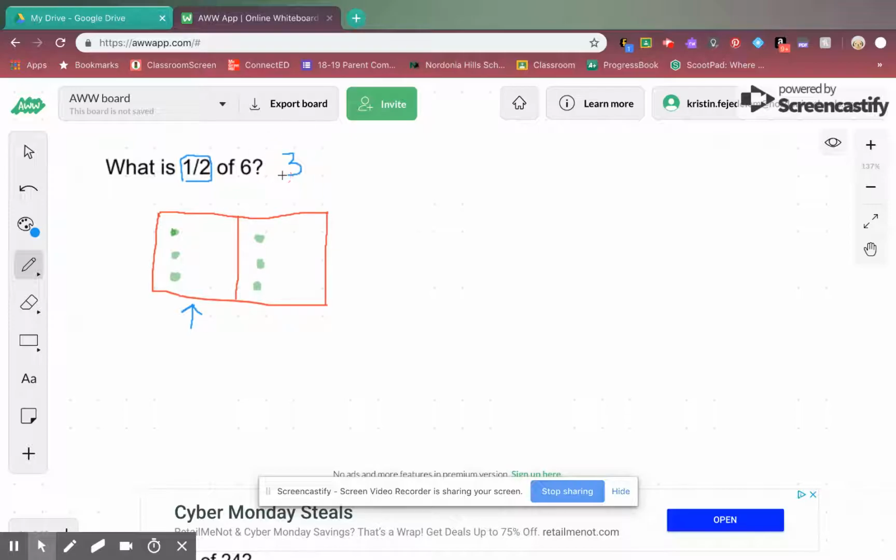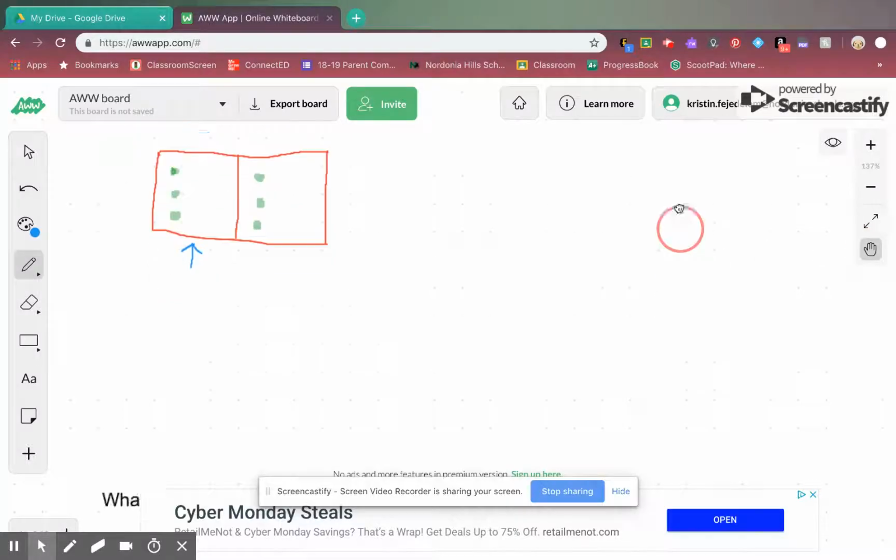So I'm sure you're at this point, Mrs. Fedudellum, I knew it was 3 without a picture. But they're not always going to be a half. Let's use this idea of creating a mathematical model for a different fraction.